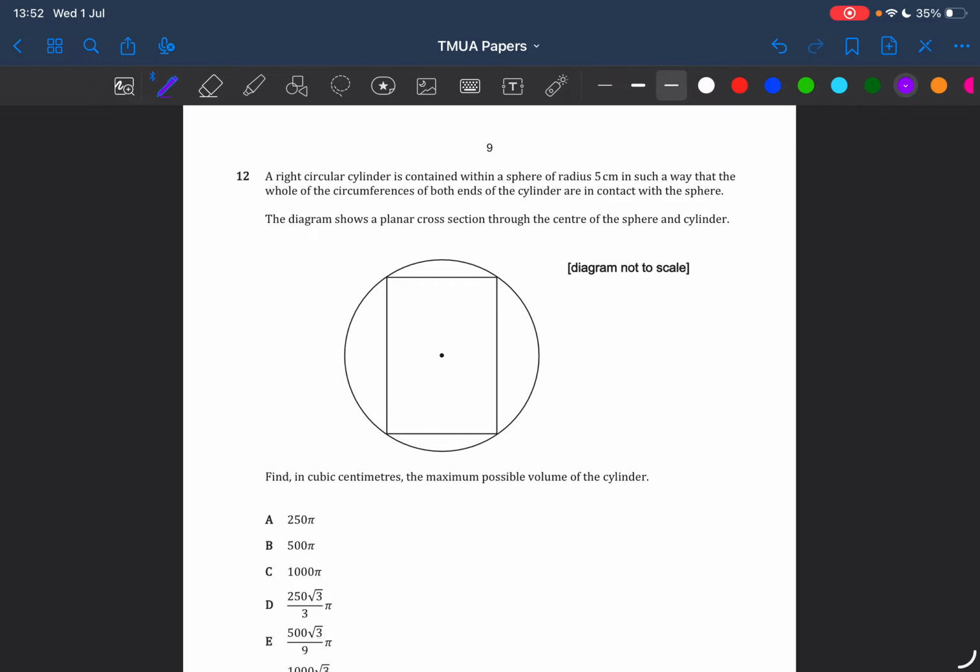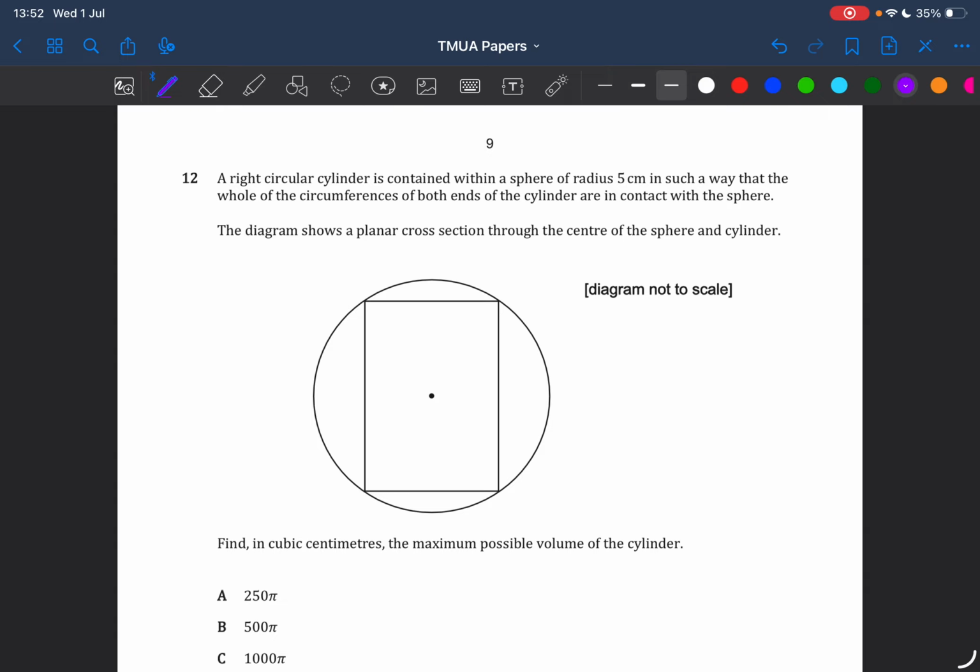Let's keep going. A right circular cylinder is contained within a sphere of radius 5 centimeters. So I know that that's 5, yeah. So that the whole circumference of both ends of the cylinder are in contact with the sphere. That just means that there's no space inside the sphere for the cylinder to move. If you know what I mean, these bits are pinged on the sides. I suppose it could rotate, it could spin around maybe, but it can't rock around in there. It's fixed in as tight as it can be fitted.